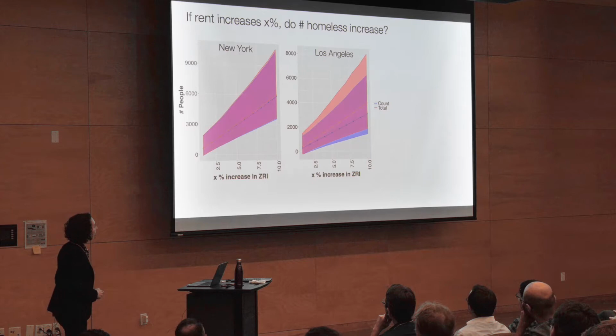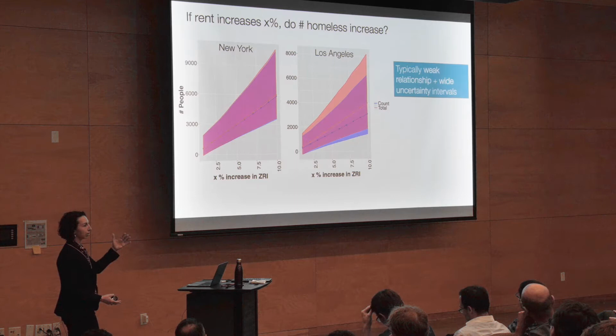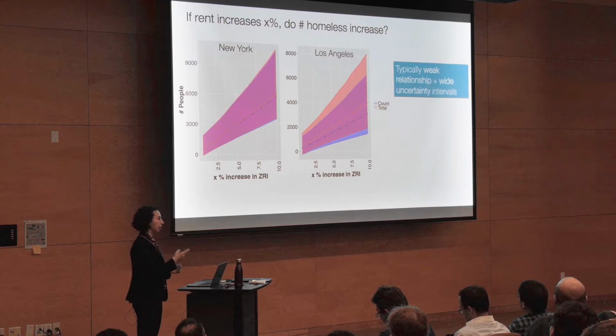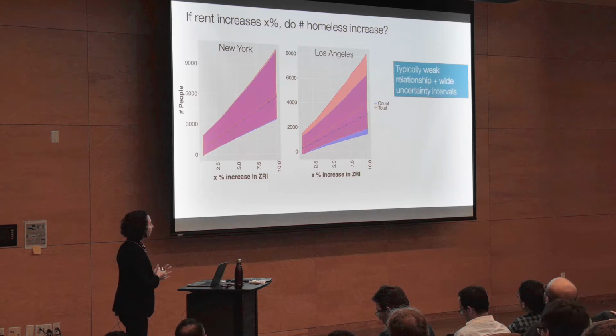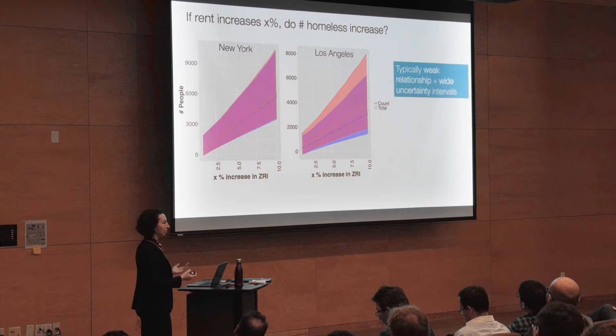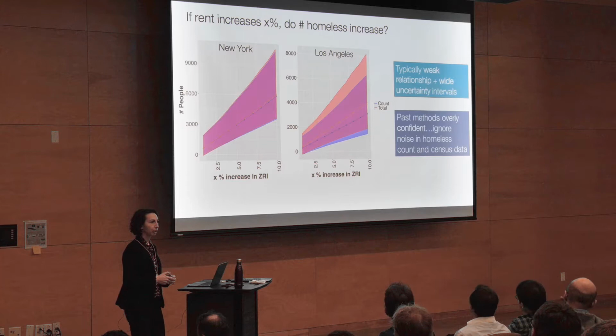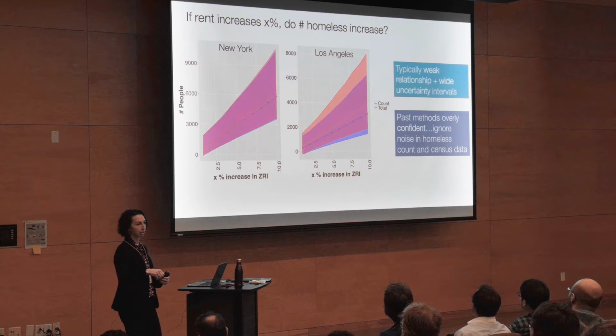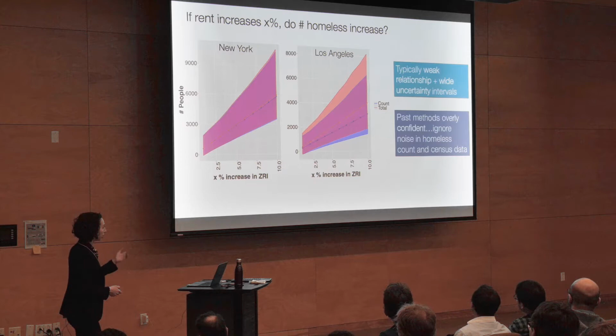But what we actually found, if you look across all metros, is that you have really wide uncertainty intervals, and there's typically only a weak relationship between rent and the effect on the size of the homeless population. That's not so surprising, given how noisy the data collection process is, as well as how limited the data we have available. In contrast, housing methods were overly confident in the inferences they were drawing because they were treating the counted number of homeless as the actual homeless population, so they're ignoring the noise in the homeless and census count processes.